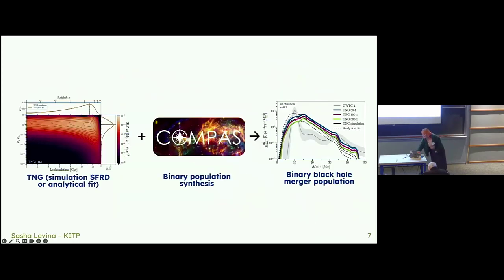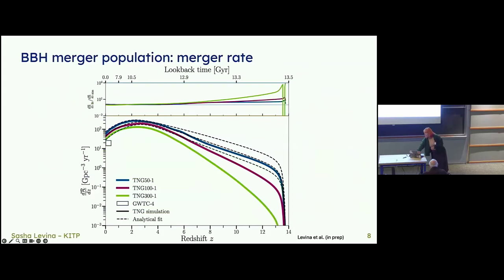And so now we have a simulation SFRD and an analytical fit to it. If we combine this with our COMPASS binary population synthesis model, we can now look at our binary black hole merger population. Let's take a look. This is the merger rate density over redshift. Here we can see that at high redshifts, the difference between the fit and the simulation is amplified even more, and the fit is overproducing the rate of binary black holes at higher redshifts, while at low redshifts, it doesn't look nearly as bad, right?